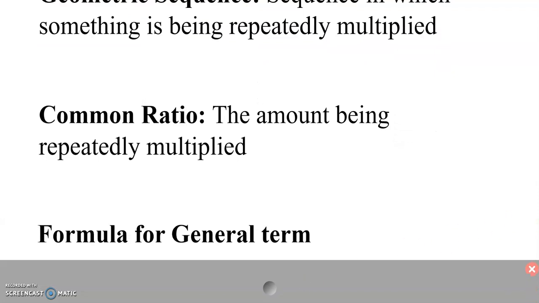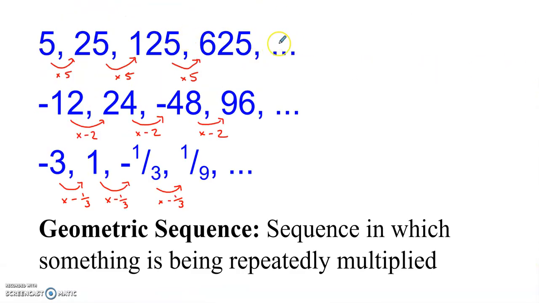The formula for a general term, so how would I get a term farther out? What would be the formula? Well, let's take this one. How do you get the second term? You take the first term and you multiply by 5 once. And then how would you get the third term using the first term? You would take the first term and multiply by 5 twice. So again, to get the third term, you'd multiply by that common ratio twice. To get the fourth term, you multiply by the common ratio a total of 3 times.